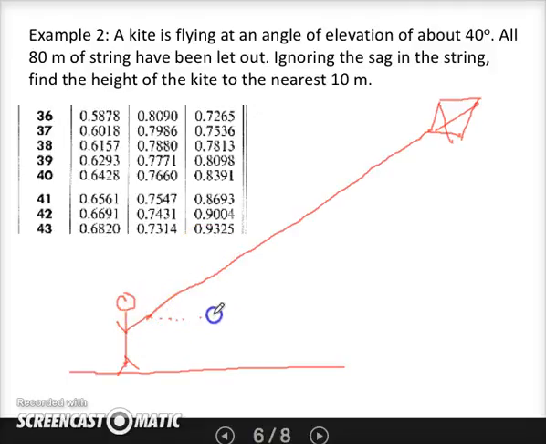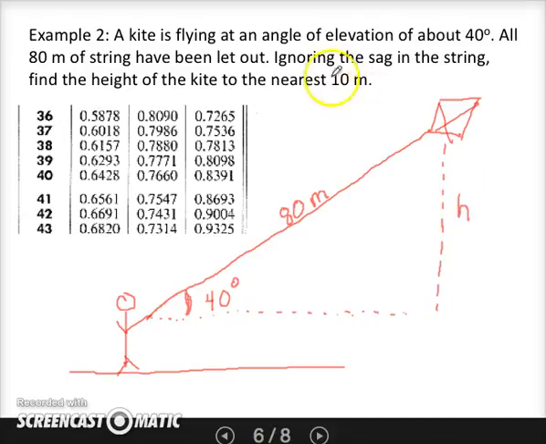So since the kite is being held up in the air, I'm going to make a horizontal line because we always measure the angle of elevation from the horizontal. This is 40 degrees. And all 80 meters of string have been let out. So I'm going to label the length of the string 80 meters. Ignoring the sag in the string, so we're considering this a straight line, find the height of the kite to the nearest 10 meters. So what we're being asked to find is this height here.